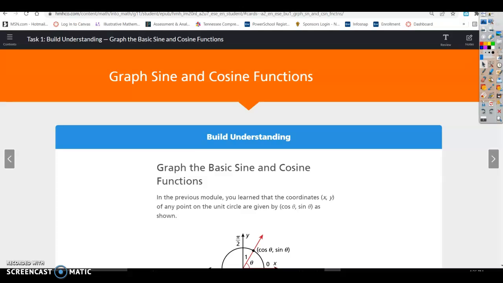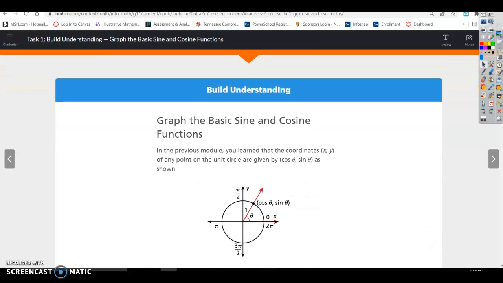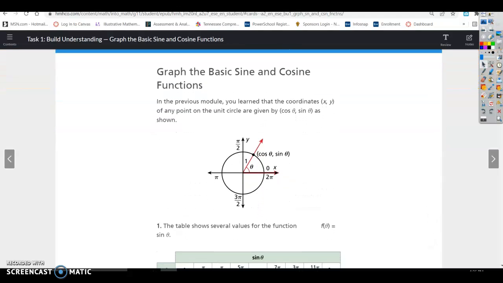Lesson 16.1, Task 1. Graph sine and cosine functions. All right, so to graph the basic sine and cosine functions, we're going to remember that in the previous module you learned that the coordinates x and y of any point on the unit circle are given by your cosine of theta and your sine of theta, as shown.